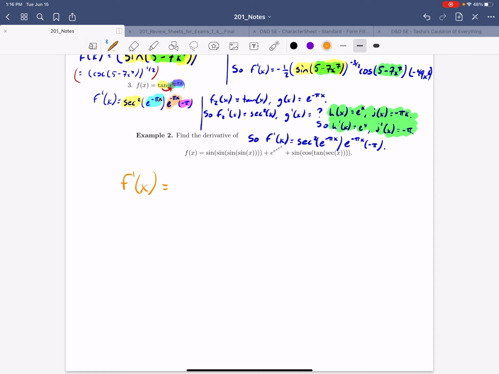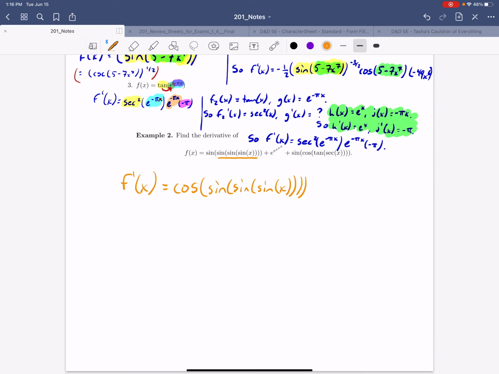Remember, you want to separate this kind of thing into two parts: the outer function and then everything else inside. So that'll give us f prime of x equals cosine of sine of x, times, okay, now we're done with that part.